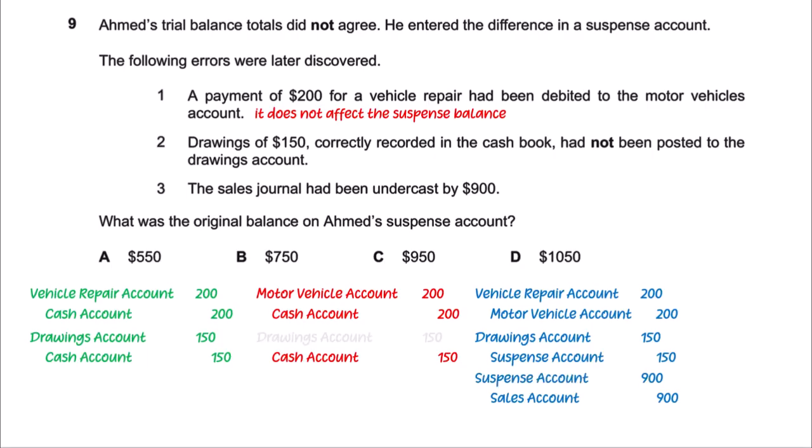Now you see in one entry, the suspense account is being debited by $900 and in another entry, it is being credited by $150. The difference between debit and credit is $750 and our answer matches with option B. So the correct option is option B. Hopefully that was clear to you.